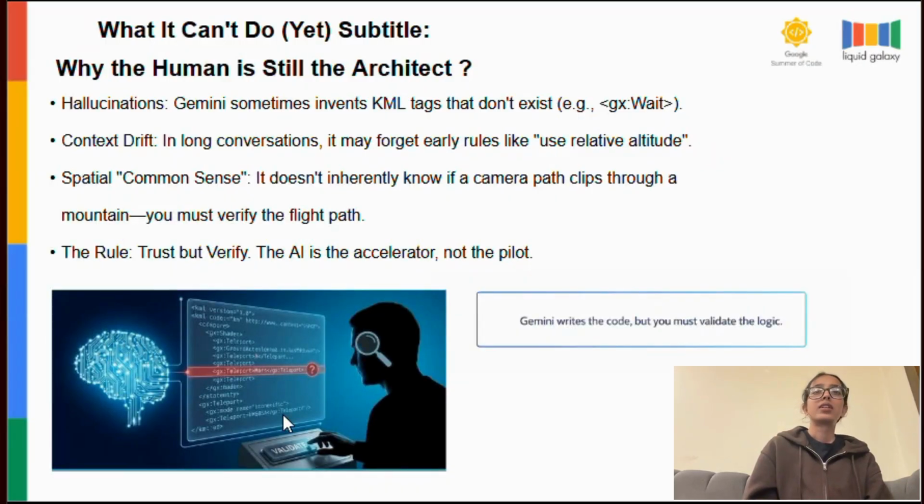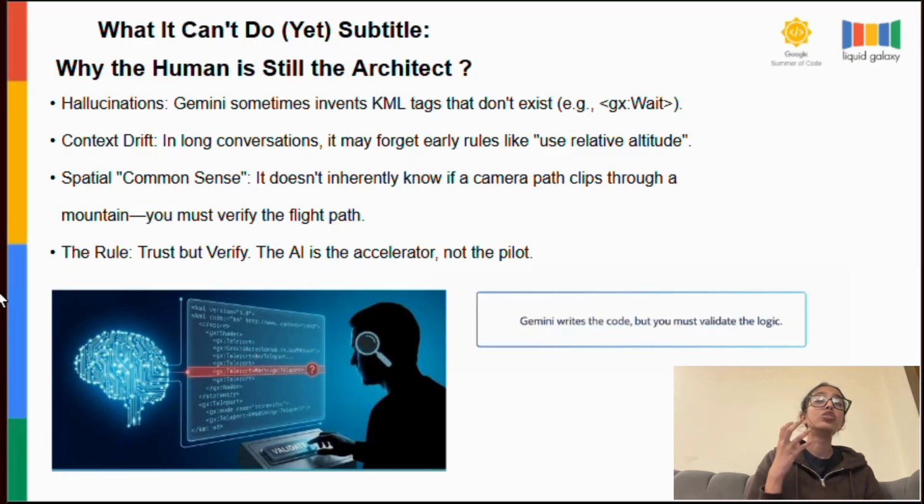Okay, so why is the human still the architect? This approach still has limits, and that's important to acknowledge. Gemini can sometimes invent things that look correct but aren't, like KML tags that don't actually exist. In longer sessions, it can also drift and forget early constraints, and it doesn't have real awareness. So it won't automatically know if a camera path clips through terrain or structures.